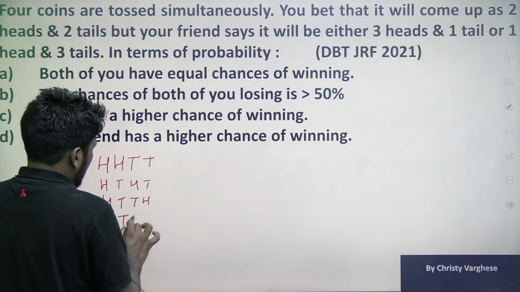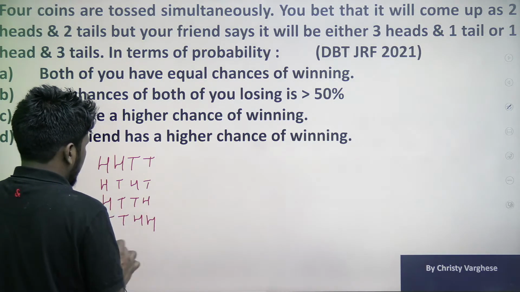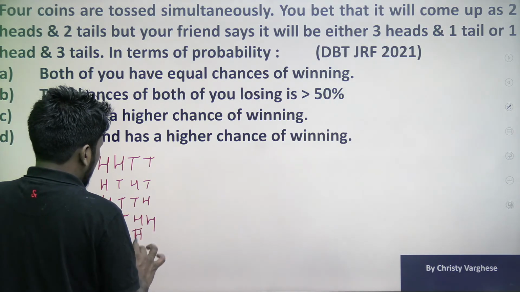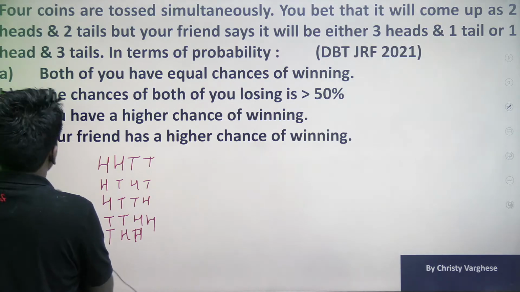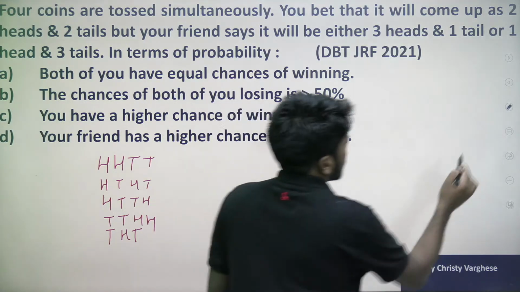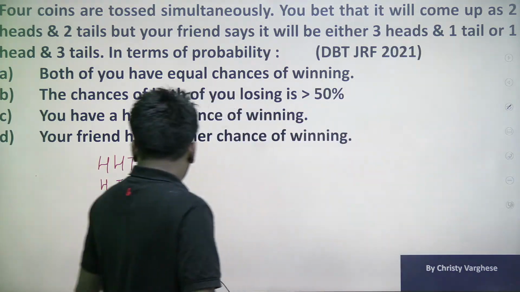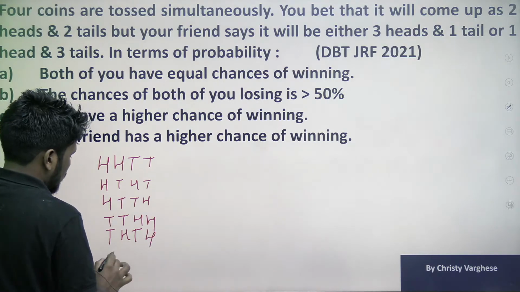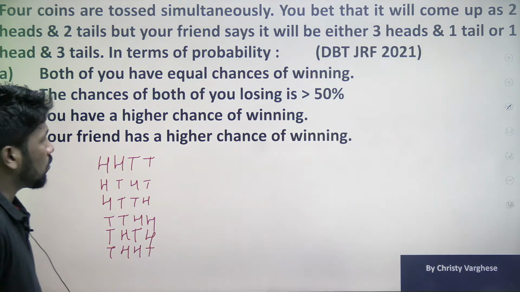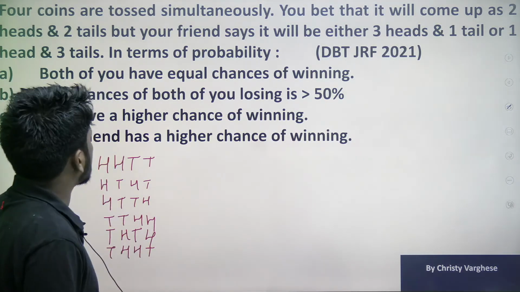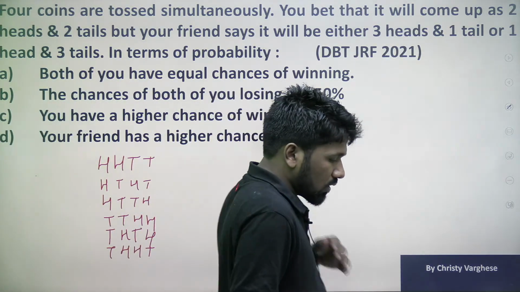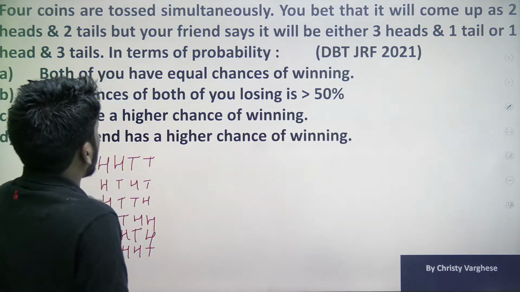Now tail, tail, head, head. After that, head, tail, head, tail. Then tail, head, tail, head, and tail, head, head, tail. This is also possible. Are you all understanding why this is possible? These 6 possibilities, all of you understood that? 6 possibilities mean 2 heads, 2 tails.